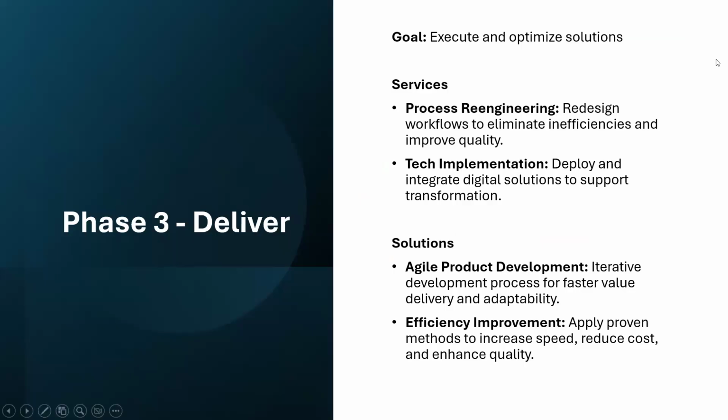Execute the solution. Okay. Phase 1 is, what do you want to do? Phase 2 is, how do we do it? Phase 3 is doing it. Okay, is doing it. And that's all process re-engineering.